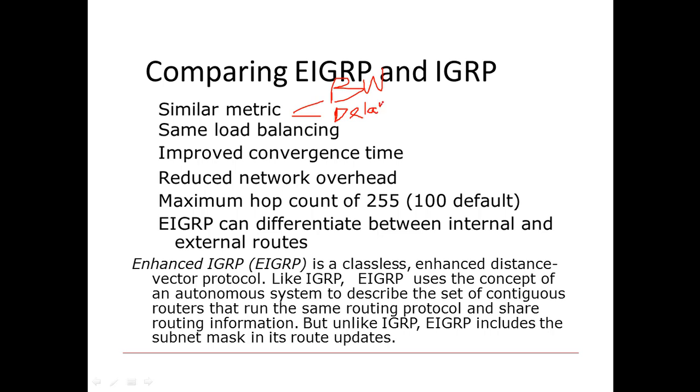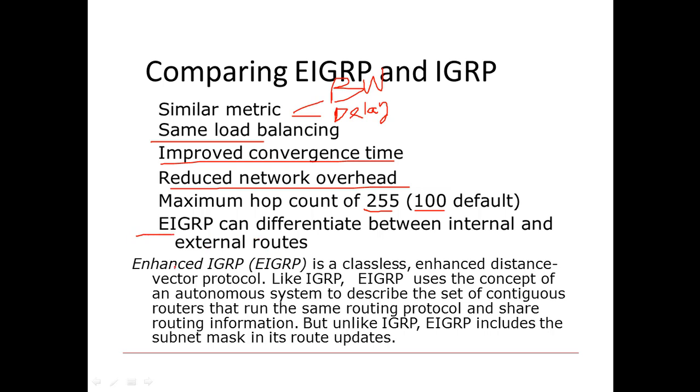It will also provide the same load balancing and the same improved convergence time. It will also help you to reduce the load or network overhead that is used by the control messages. The maximum hop count is 255, but the value is set to 100 by default. And EIGRP can differentiate between internal and external routes as well.